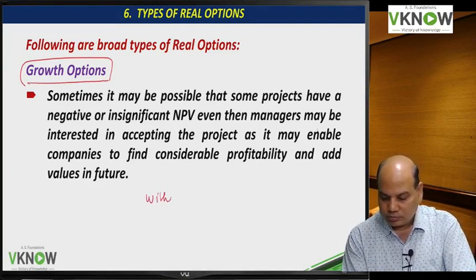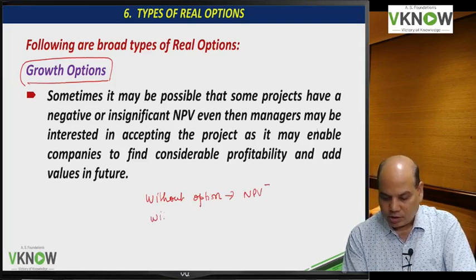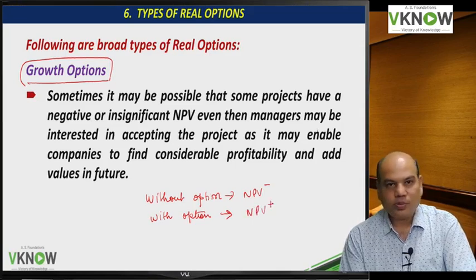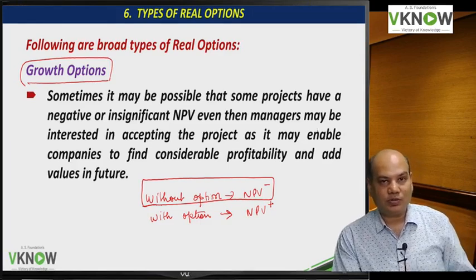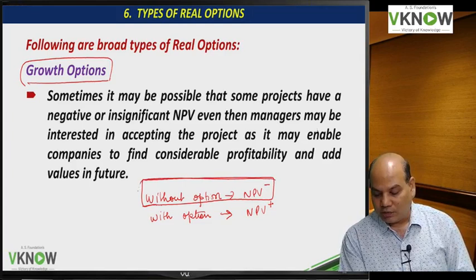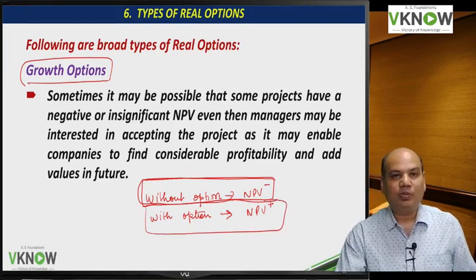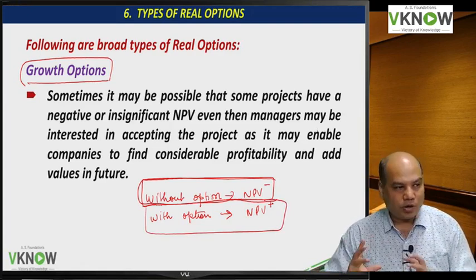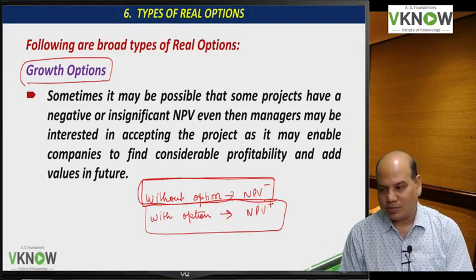Without the option, NPV is negative, and the moment I add the option to abandon or expand or terminate or later project, the NPV may become positive. So sometimes we wonder why a project manager can go ahead with a negative NPV generating project. The reason is it may be generating negative NPV if we have not considered the option, but if we consider the option, the NPV may turn out to be positive, and therefore a project which has initially generated negative NPV can turn out to be a positive NPV project and can be accepted.